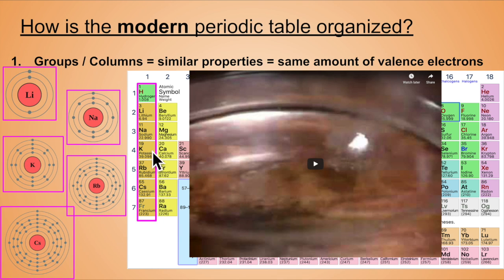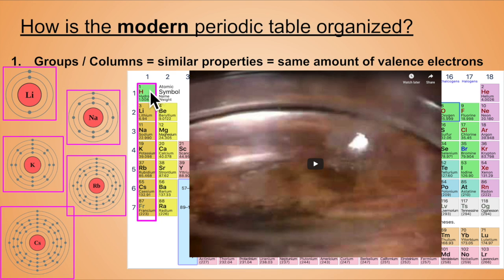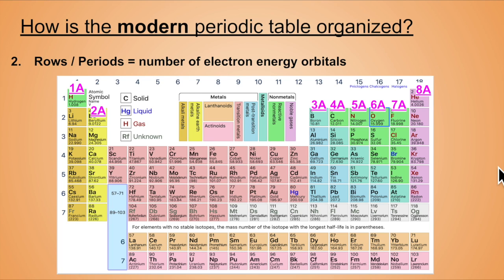So you can know that group 1, these are all in the same family, group, column, however you want to think about it, because they have similar properties, because they all have 1 valence electron. This is just an example, but as I said in the last slide, that trend increases as you go towards the right. All these over here have 8 valence electrons, and they're actually a lot more stable. We'll talk about that later.